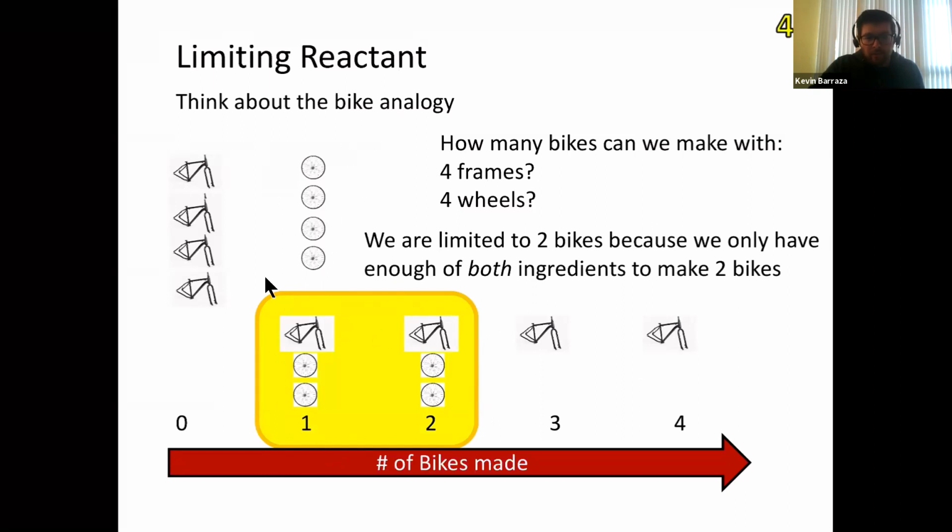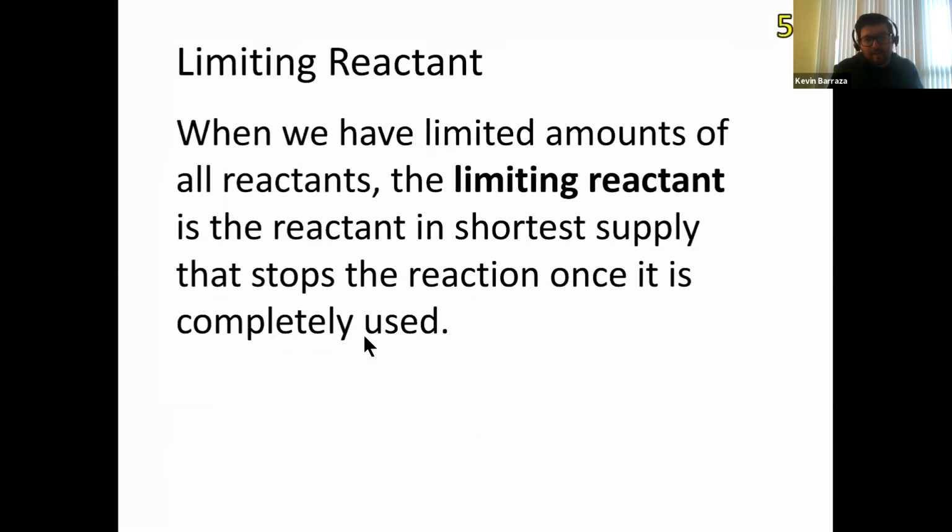So one of these ingredients is the one that limits us to a smaller amount of product. In this case, in this sort of visual example, my wheels, because they're in technically shorter supply because of the recipe, we would say that this is going to be our, here it comes, limiting reactant. So when we have limited amounts of the reactants or the ingredients, the limiting reactant is the reactant in shortest supply that stops the reaction once it is completely used up.